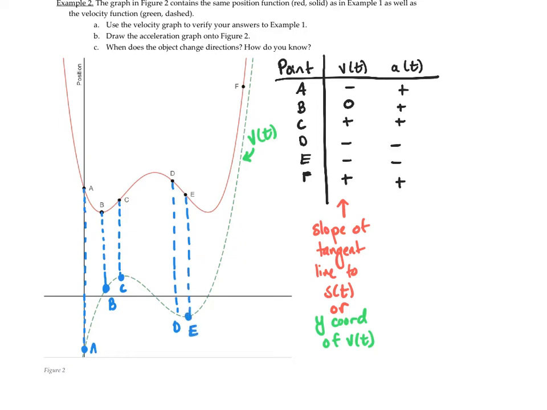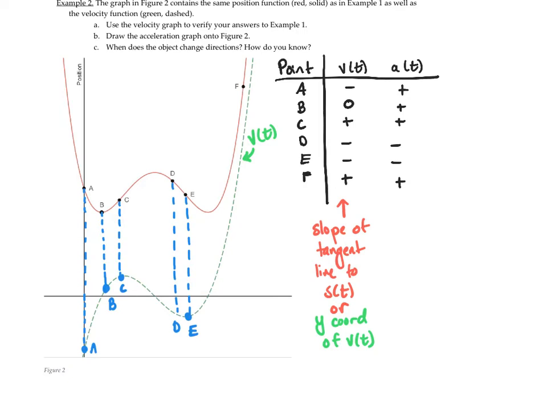Now I want you to notice that point C is slightly to the left of the maximum. It's actually pretty hard to tell the maximum velocity. And point E, if I've designed it correctly, should be right on that minimum velocity. So point E is what we call an inflection point, but point C is just slightly to the left of it.